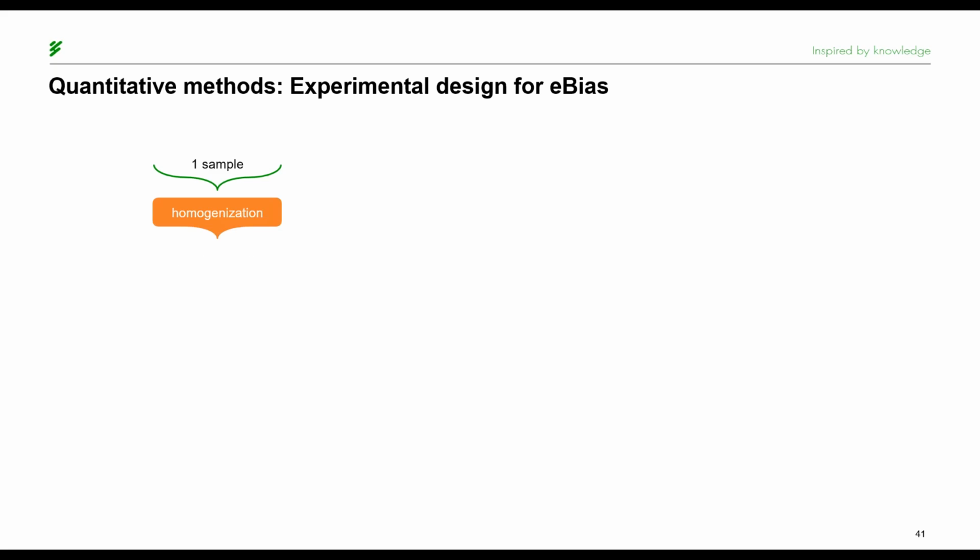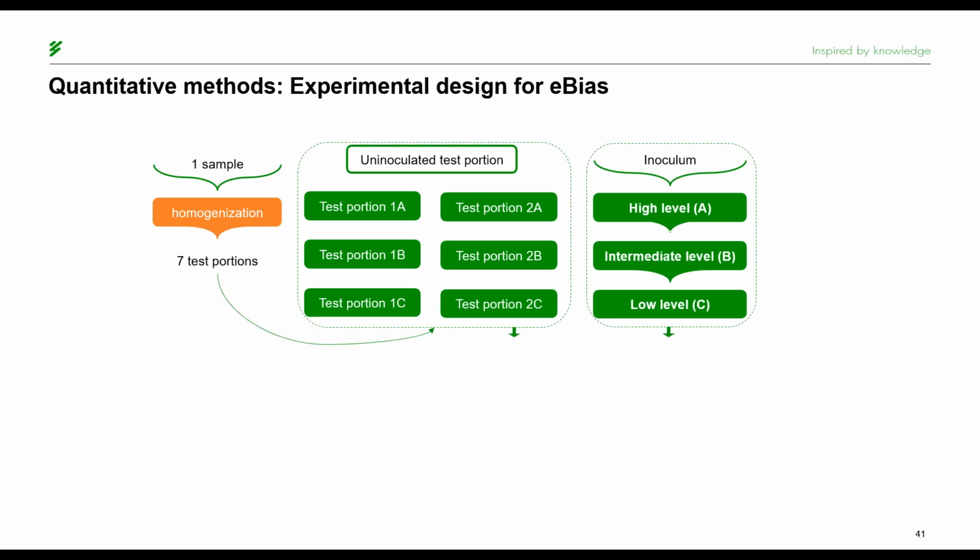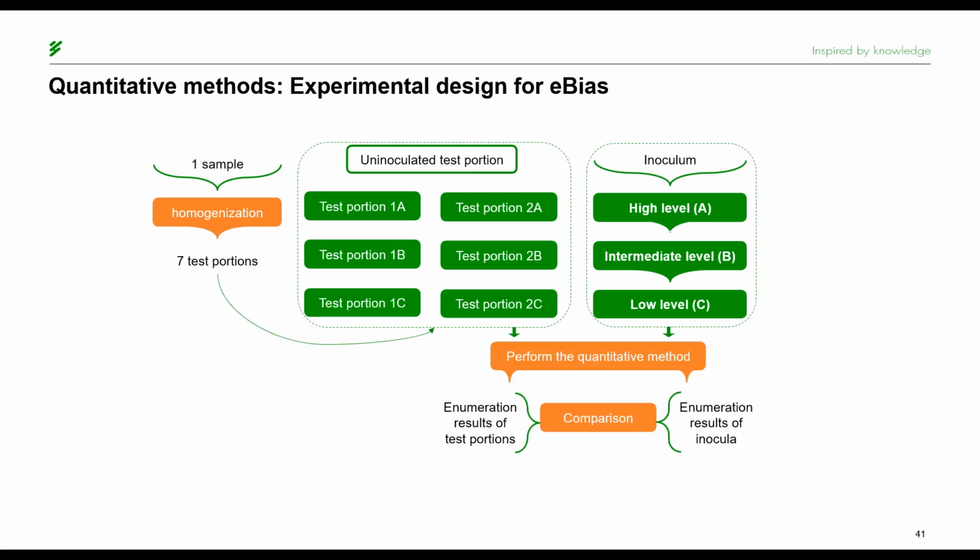So this would be the workflow for the standard deviation, the e-bias, starting with a sample that is homogenized, and 7 test portions are taken, of which 1 is left uninoculated, and the remaining 6 are inoculated because it is done in duplicate. Here we have also our 3 levels of inoculation: high, intermediate, and low, which would be the ones we would find naturally in the item. And in all of them, we carried out the quantitative method to obtain the count of both the test portions and to compare them with the results of the inocula.